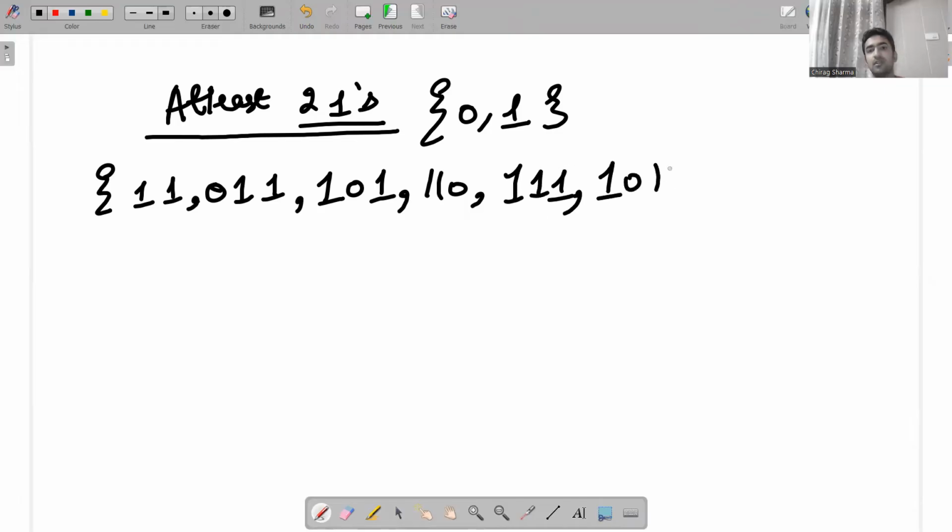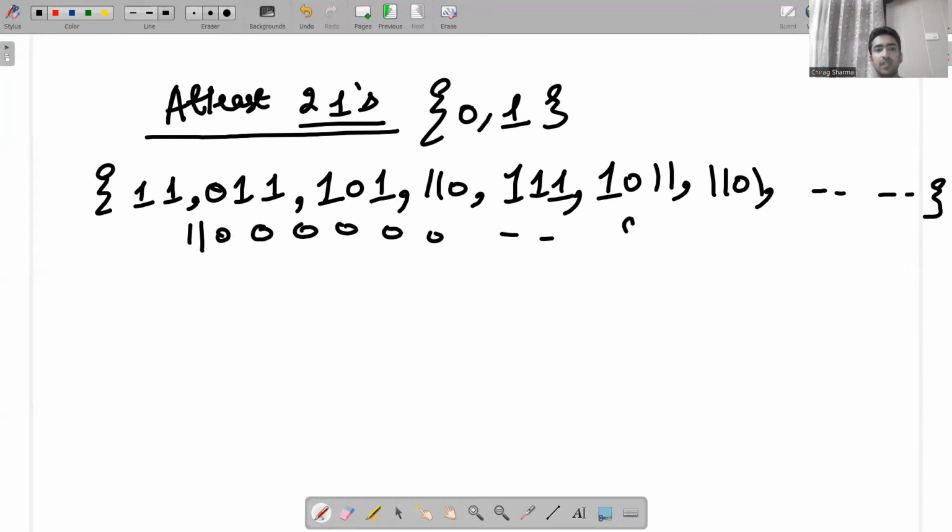This is also possible. 1101, this is also possible. Minimum two ones are there. So again, this is an infinite length string, and there is no condition imposed on 0, so you can have any number of zeros. You can have this answer also, 110000. So many answers. So how are we going to solve it?